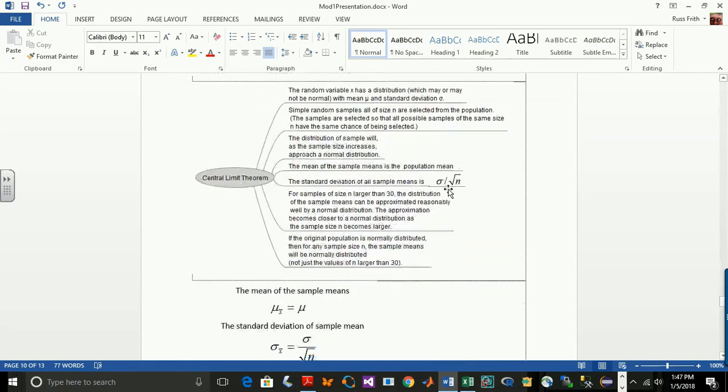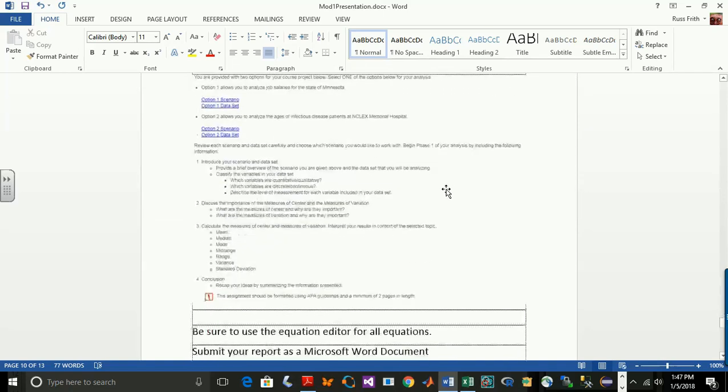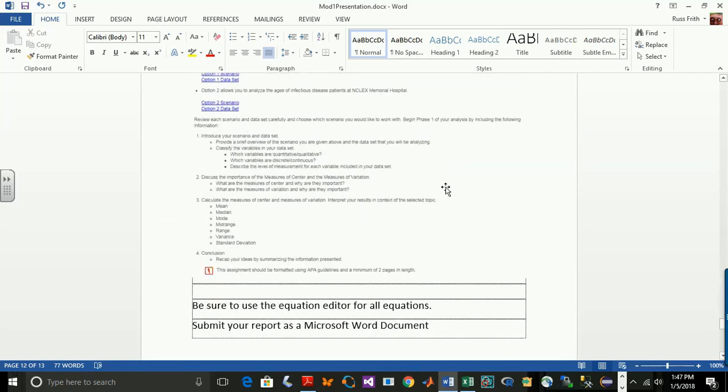All right, so what else do we have? That's the homework. So that's the report you'll be writing. The assignment should be formatted using APA guidelines and a minimum of 2 pages in length.